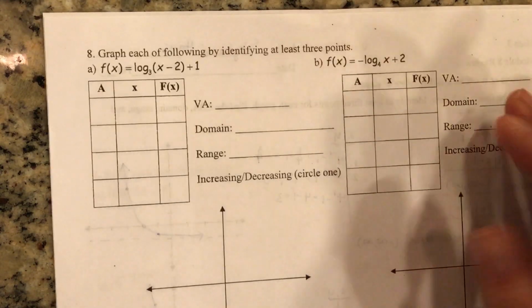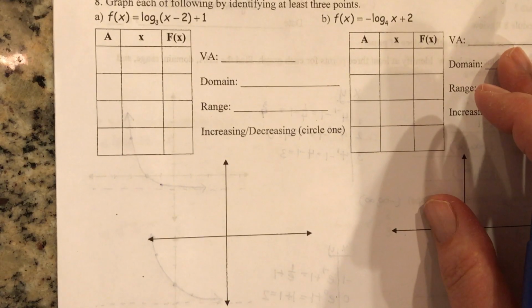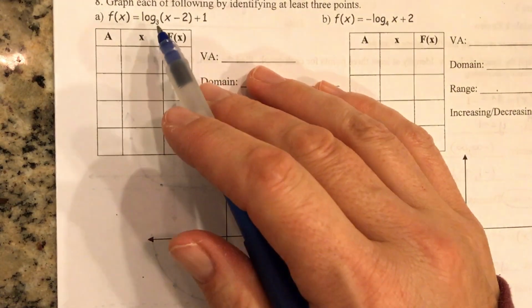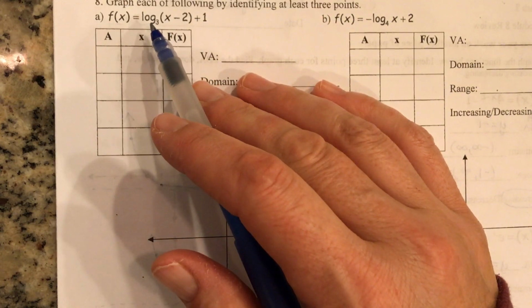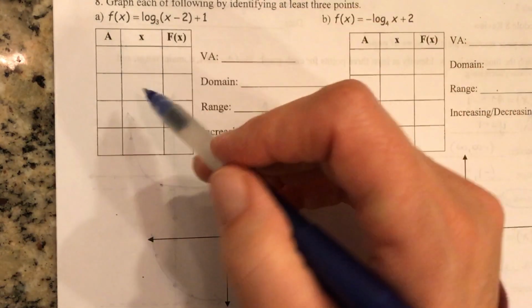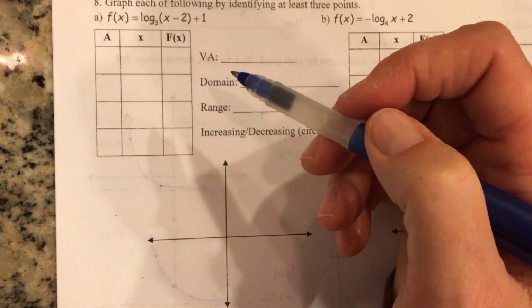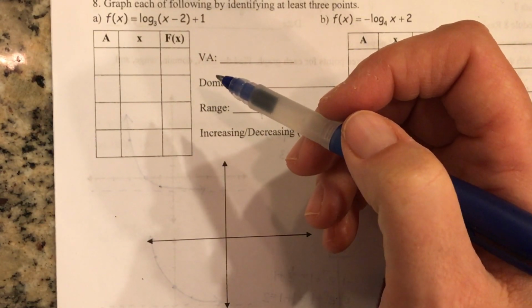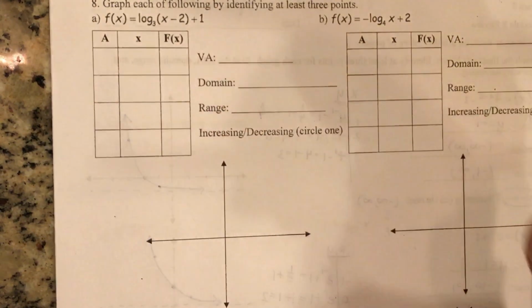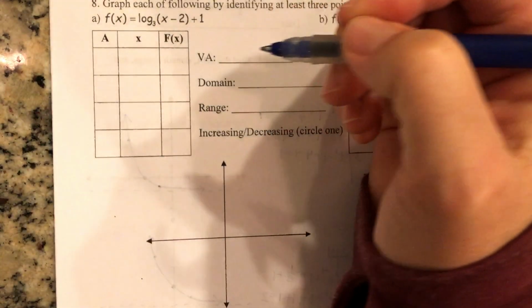This is page 2 of your review, and apparently number 8. We're very special. Okay, so it says graph each of the following log graphs. So the front page was exponentials. Now we're talking about logs. Identifying at least 3 points. So there's 4 spots in this box because one of them is going to be your, what do you call that thing? Oh, asymptote. And then the other 3 are going to be the points. And so that is our plan, Stan.